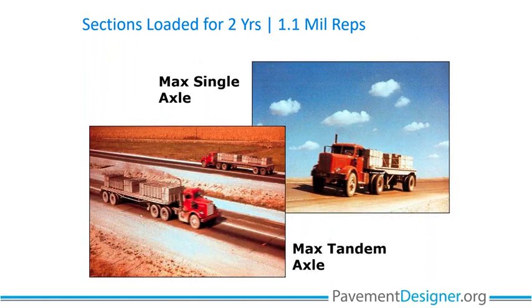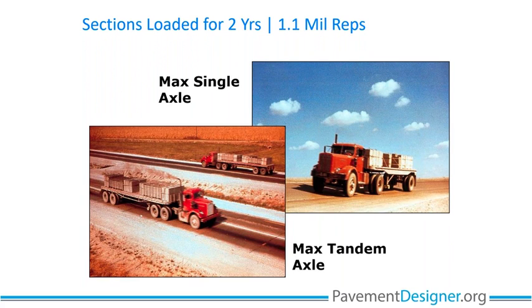Over the 2 years, we basically drove these trucks over the pavements continuously. And by the end of those 2 years, we estimated that we had about 1.1 million load repetitions of these trucks. So we basically looked at how our pavements were performing and degrading with the impact of these trucks driving on them and the 2 years of environmental information that we got from having these pavements in service.